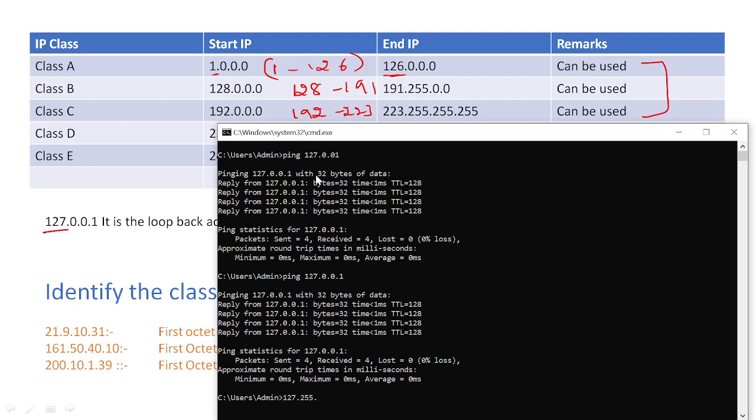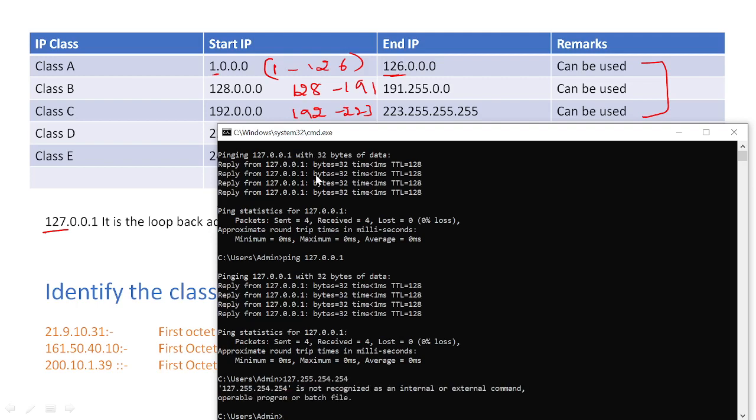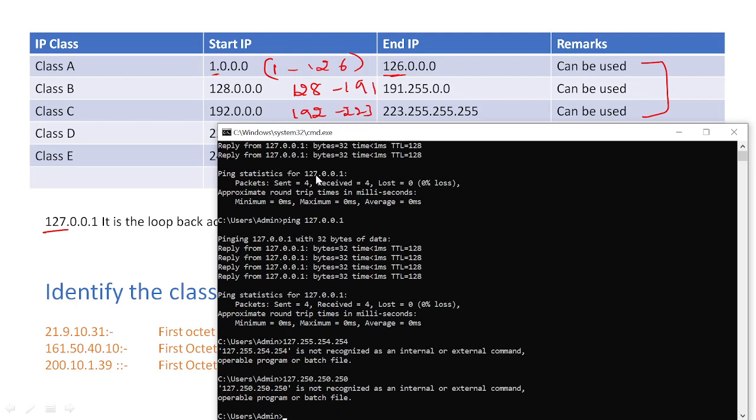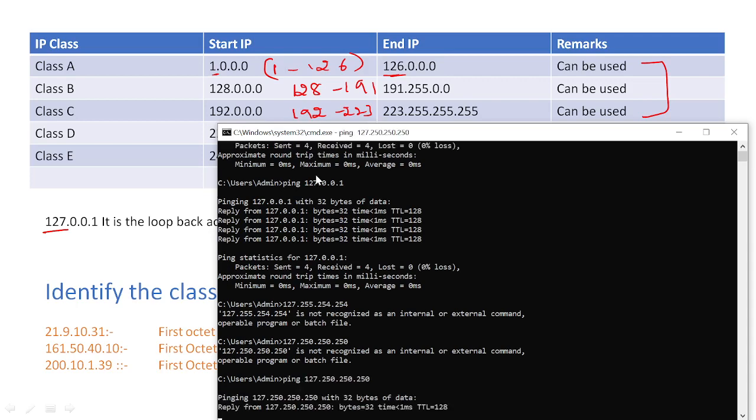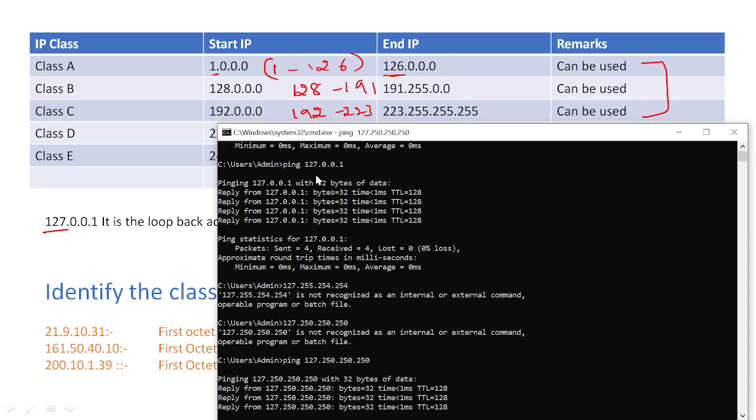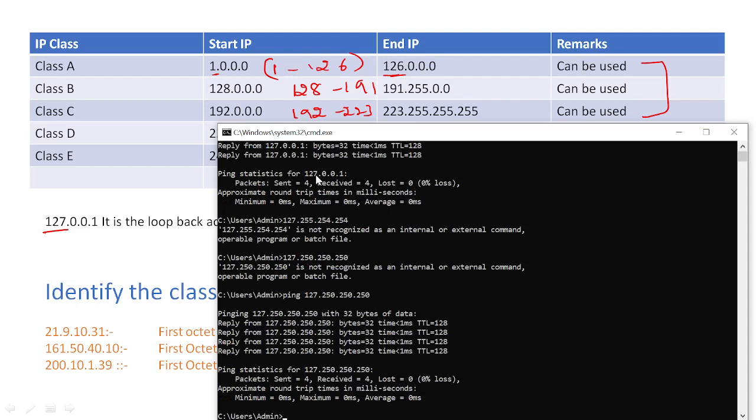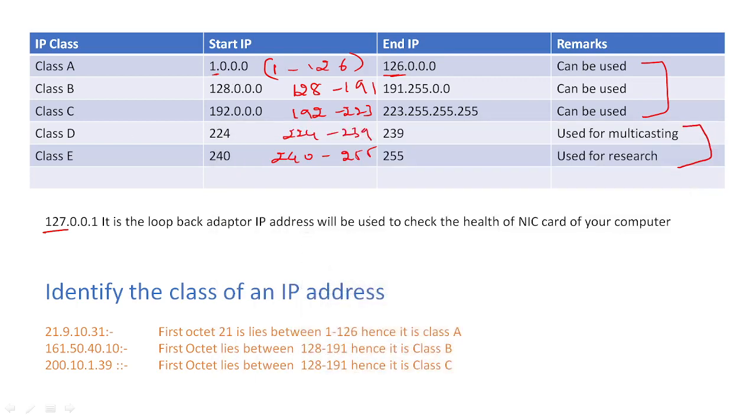Maybe after that 255, 254, also, see, sorry, one minute. Like 127 or 250.250.250, it is not okay. Ping is not working. See, basically the number should start from 127. After that, the numbers can vary up to 255 or 254. So that is the use of this loopback adapter.